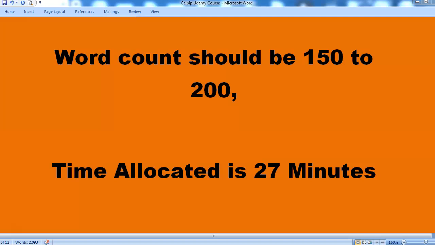The time allocated to complete this activity is 27 minutes, which is generally on the higher side. You can definitely write a 150 to 200 word email in the time that has been allocated to you.